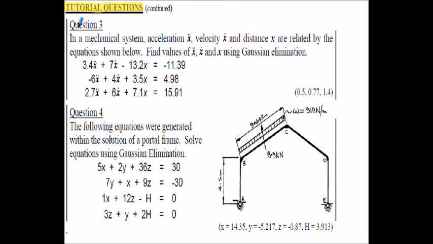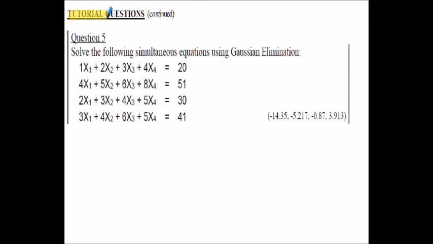Tutorial questions continued. Question 3 has 3 unknowns, x double dot, x dot and x. X double dot stands for acceleration, x dot stands for velocity and x is displacement. And question 4, we have an x, a y, a z and also an h in this particular case. Relates to a portrait frame analysis. Tutorial questions continued. I'll leave you with question 5, has 4 unknowns, x1, x2, x3 and x4. Answers shown here in brackets.